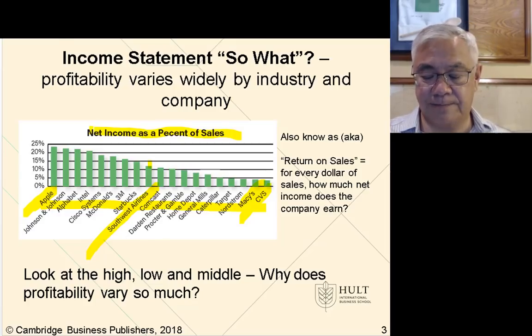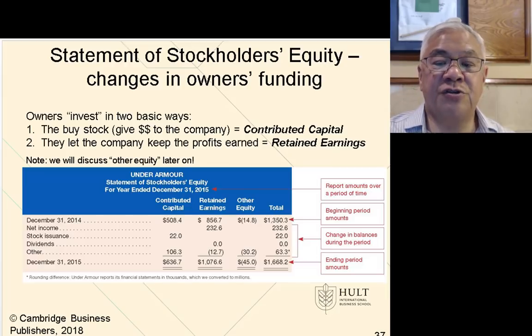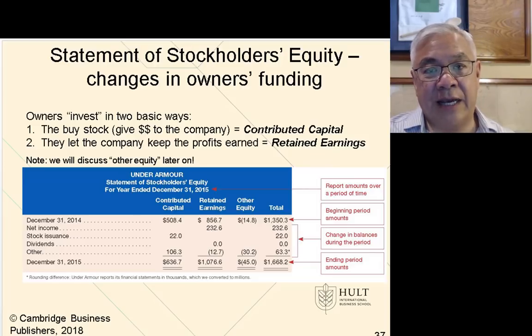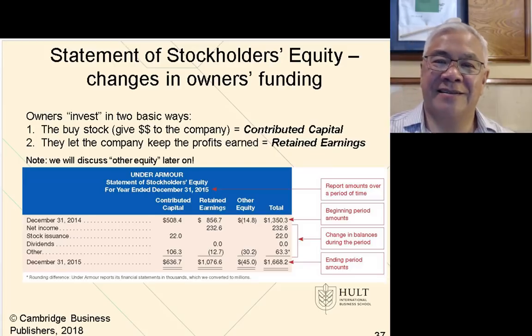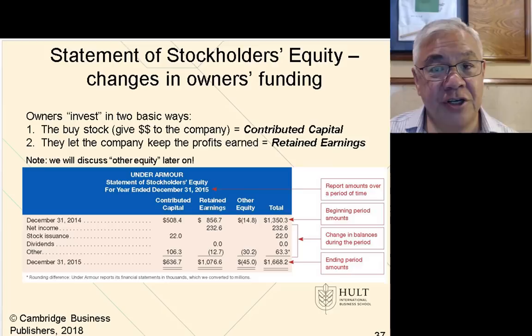All right, our next statement is the statement of stockholders' equity. And this is where the funding came from, the owners. As mentioned before, there are two ways for that to happen. One is they give you money to buy stock. This is called, in accounting terms, contributed capital. Makes sense, right? It's contributed, not like a donation, but it's contributed to the company by its shareholders. That's selling stock. Second is they let you keep their money. They keep the profit. That's retained earnings.